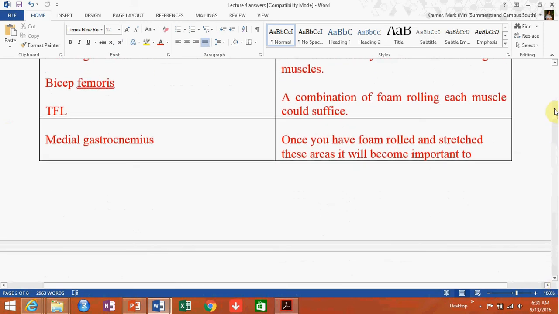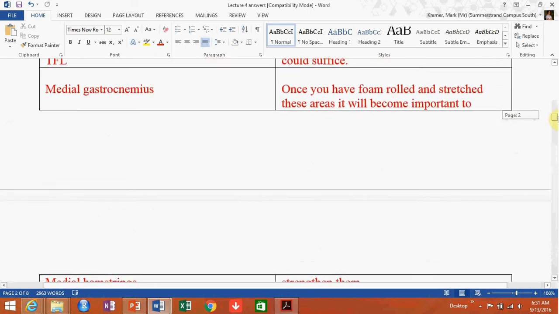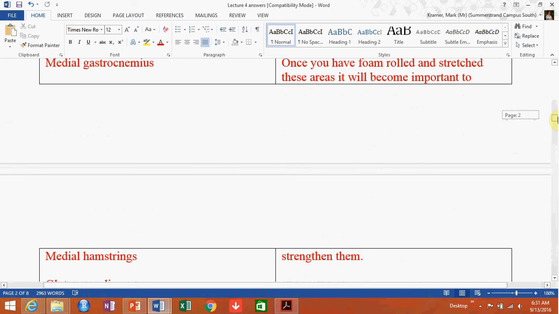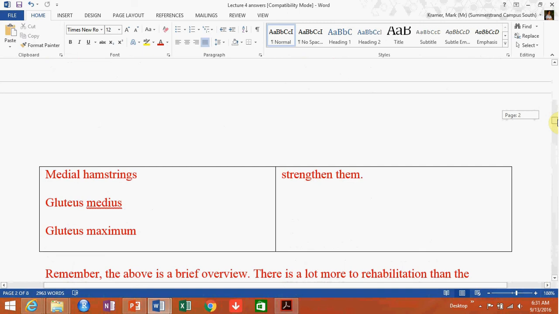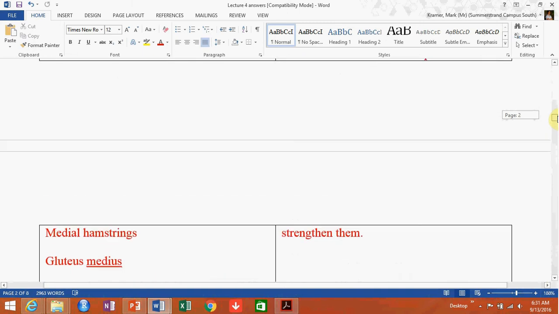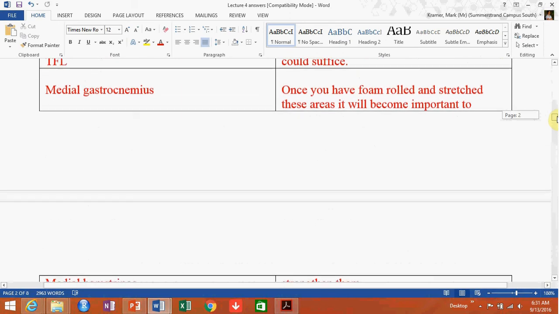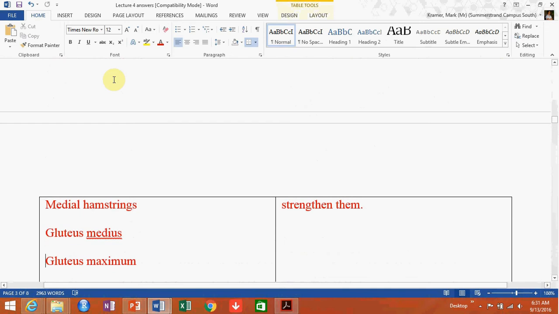Okay, then those muscles that are in need of strengthening would be the medial gastrocnemius. Once you have foam rolled and stretched, these areas will need to be strengthened: the medial hamstrings, gluteus medius and gluteus maximus. So again, those of you who have not quite understood anatomy in a functional way yet, it is important to know how to strengthen these specific muscle groups in an isolated but also compound position way.